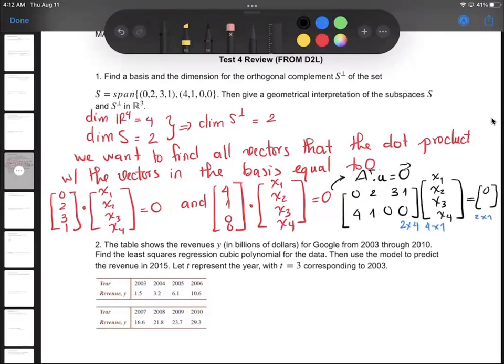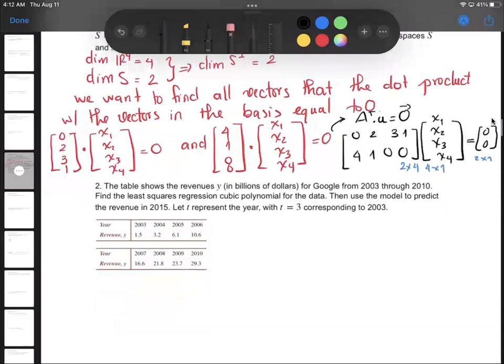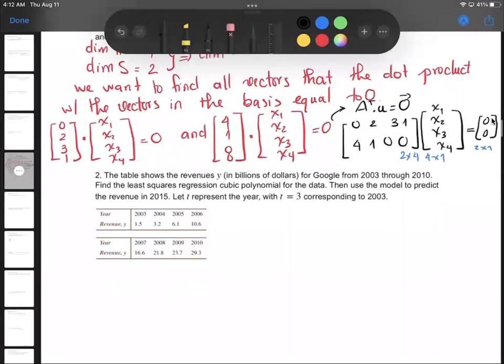Let me rewrite my 0. It looks like 8. Okay. All right, I'm running out of space, so I'm going to go down here in the number 2. Here I'm going to transform it into a system of equations. I have 2x2 plus 3x3 plus x4 equals 0. And then the second equation, I have 4x1 plus x2 equal to 0.